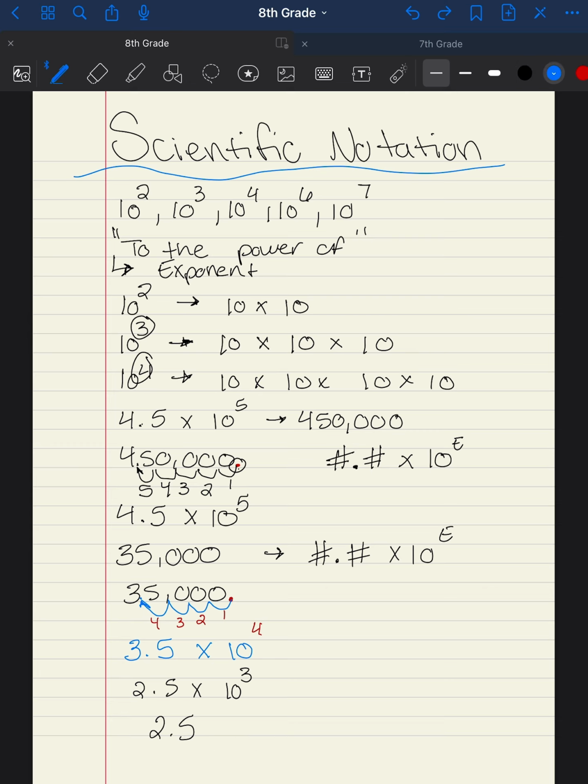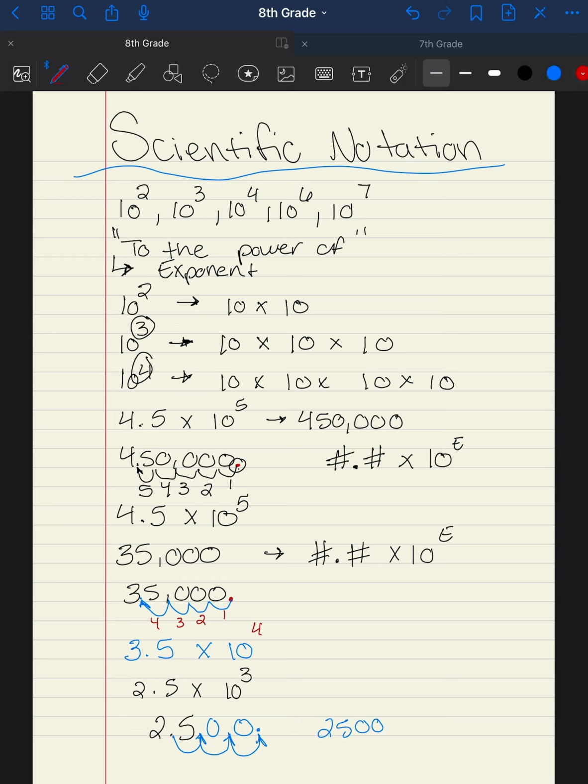Now, I have 2.5. It's telling me how many times I moved my decimal. Remember, up here, I got the exponent because I counted how many times I originally moved the decimal. I originally moved the decimal 3 times, right? To get 2.5. Now, all I got to do is move it back. So, we're going to move it back once, twice, add a 0, 3 times, add another 0. Okay, so that means our original number was 2,500.